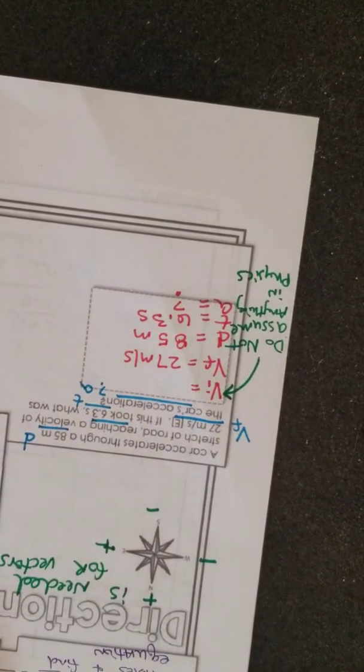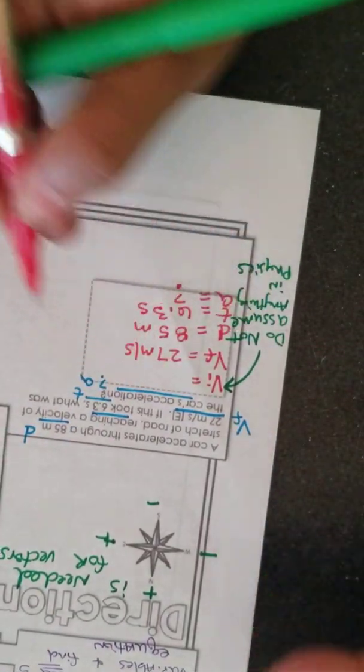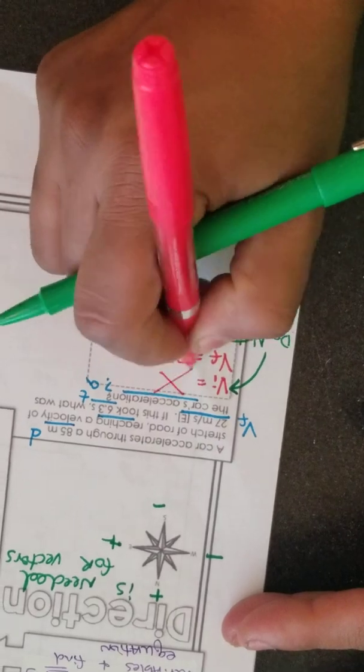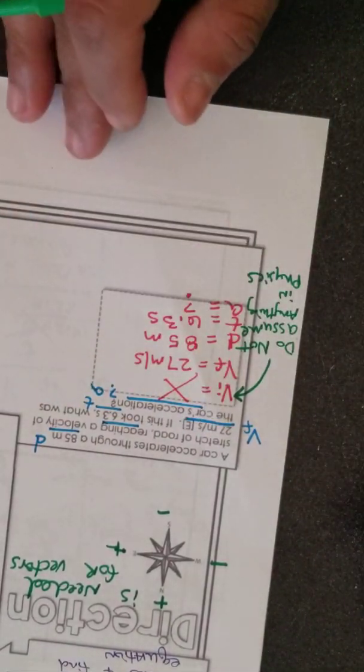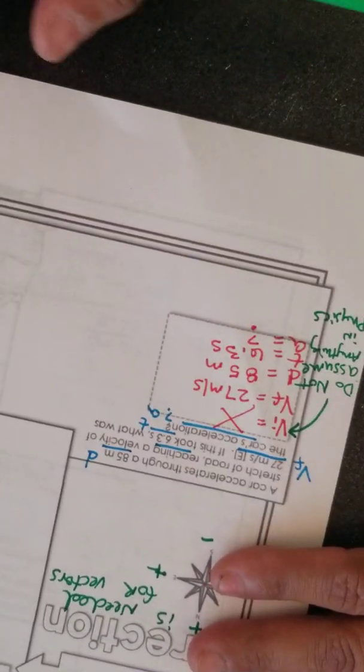But not everything, we can't assume that's zero. So here's what I'm going to do. What do I do when I don't have any information on it? I put an X on it. That's all I can do. Okay, now let's do this.